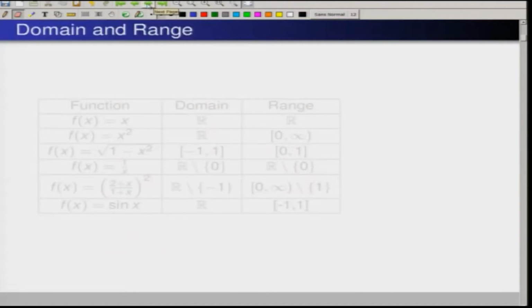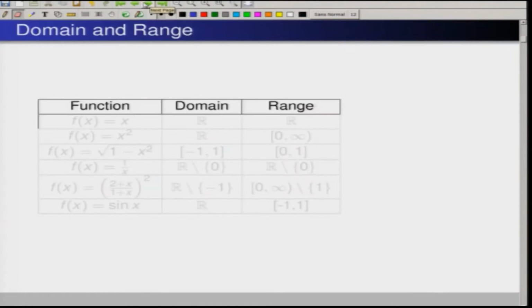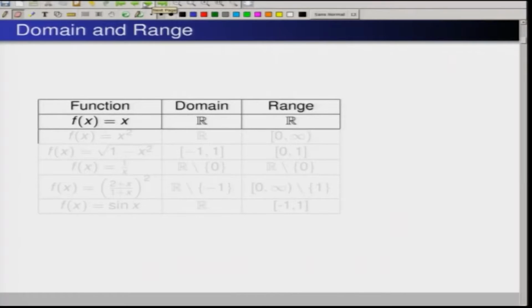So, let us see some concrete examples. We will write the function, their domain and their range. Now, let us consider f of x equal to x. This function is defined for every real number. So, trivially the domain is R and the range is also R, because it is going to take each and every real number; there will be a corresponding x which is f of x equal to x.